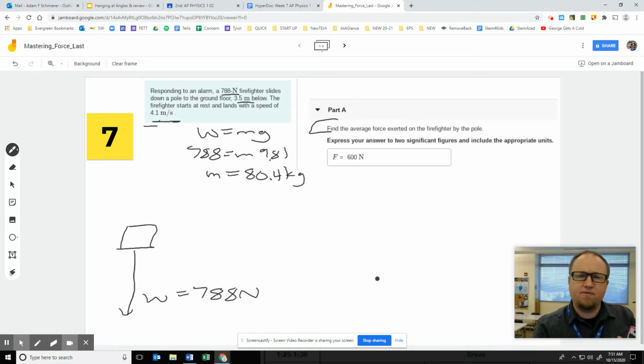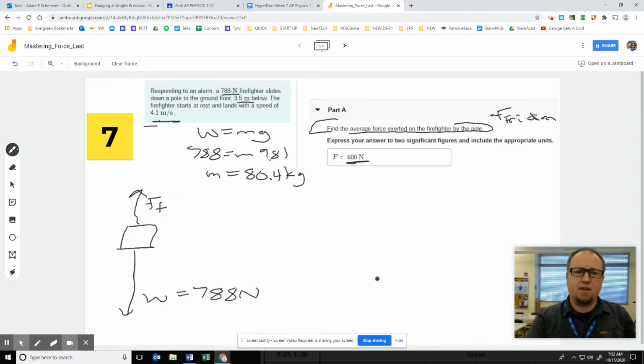Next up, the firefighter is going down. Is it okay to say there's going to be friction, because they give us all this information? They ask, what's the force exerted on the firefighter by the pole? We're going to call that the force of friction. That's my starting idea. The answer is 600, a number smaller than 788. If it was 788, you'd have constant speed the whole way down. Instead, it's going to be less than, and we need to figure out how much less.